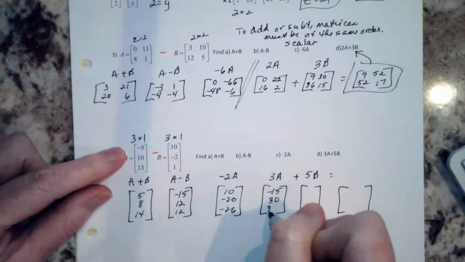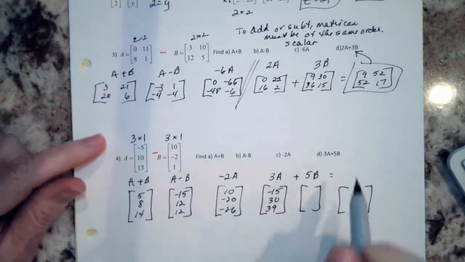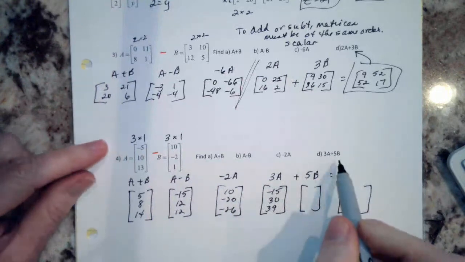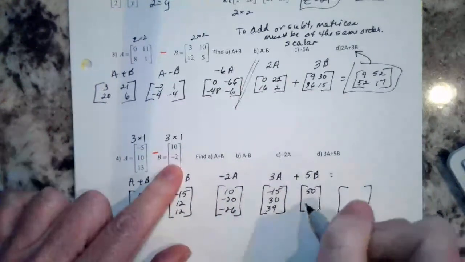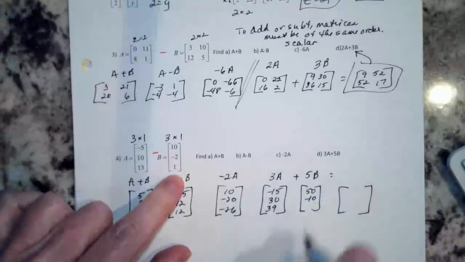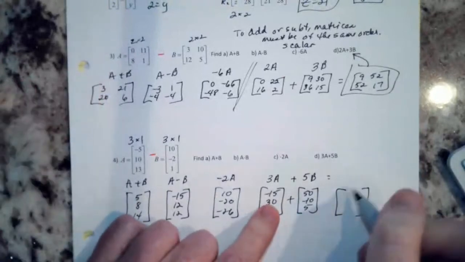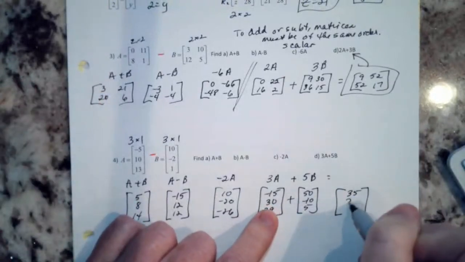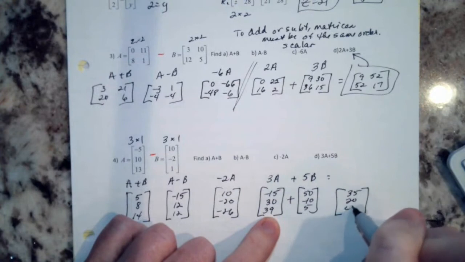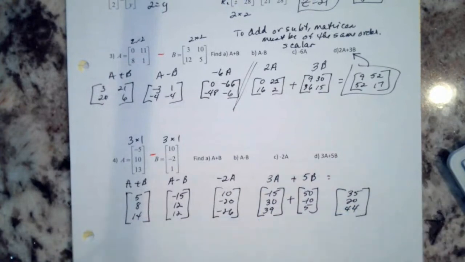3, 30, and 39. And then 5 times B, so 50. 5 times -2 is -10. And 5 times 1 is 5. And now we're going to add those two together. So I'm going to get 35, 20, and 44. Okay, nothing here is beyond your ability mathematically, and really the structure is very easy too. The process is very easy. Okay, any questions before we go to the next page?